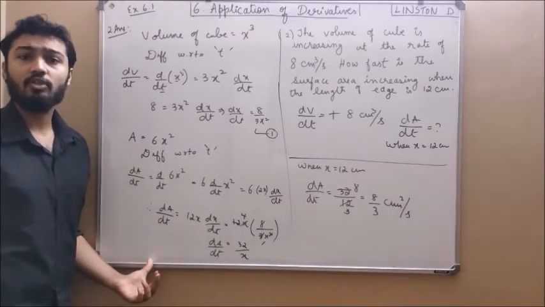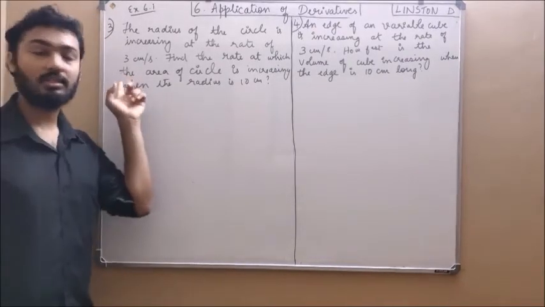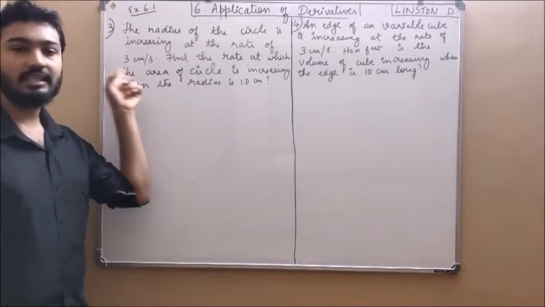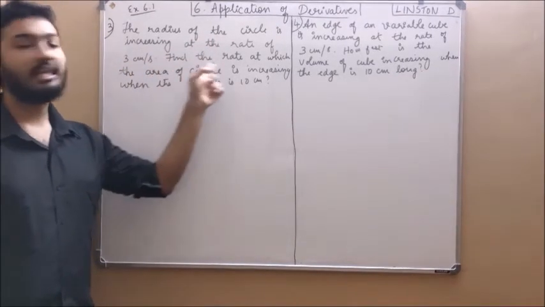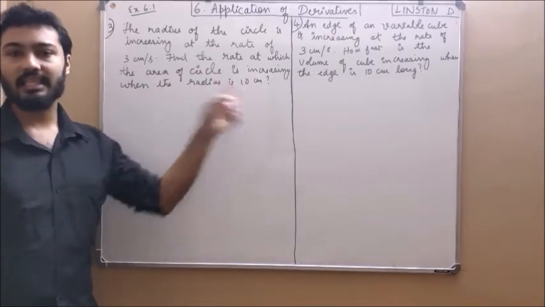Pause the video and take note. We are continuing exercise 6.1. We will do the third question. The radius of the circle is increasing at the rate of 3 cm per second. Find the rate at which the area of the circle is increasing when the radius is 10 cm.